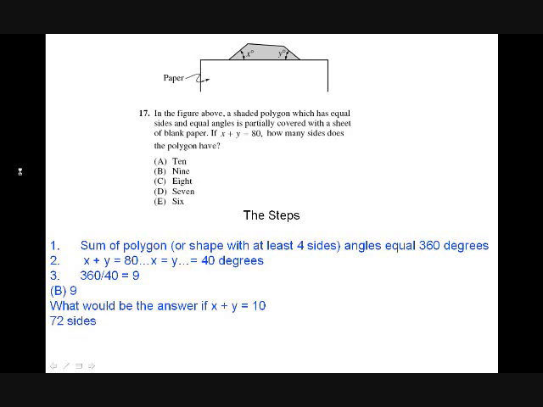Now I want you to try to draw a polygon that's 72 sides. I'm just joking. All right, let's move on to number 18.